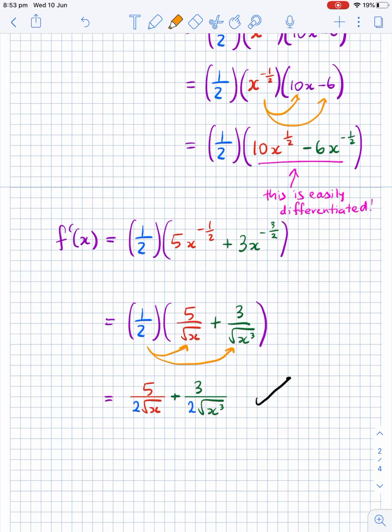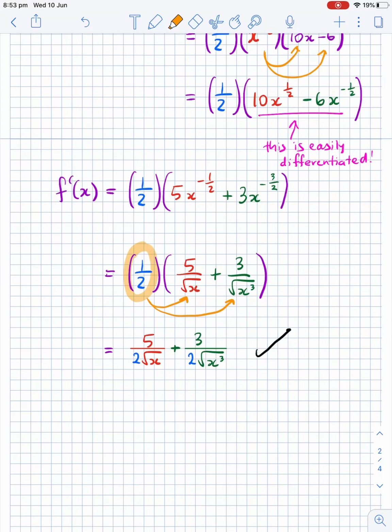Finally, you can put your half into each of these parts to get rid of these brackets. Half multiplied by that, our denominators are going to times together to give 2 lots of the square root of x. And half times this, it's going to be 3 over 2 lots of the square root of x to the power of 3.